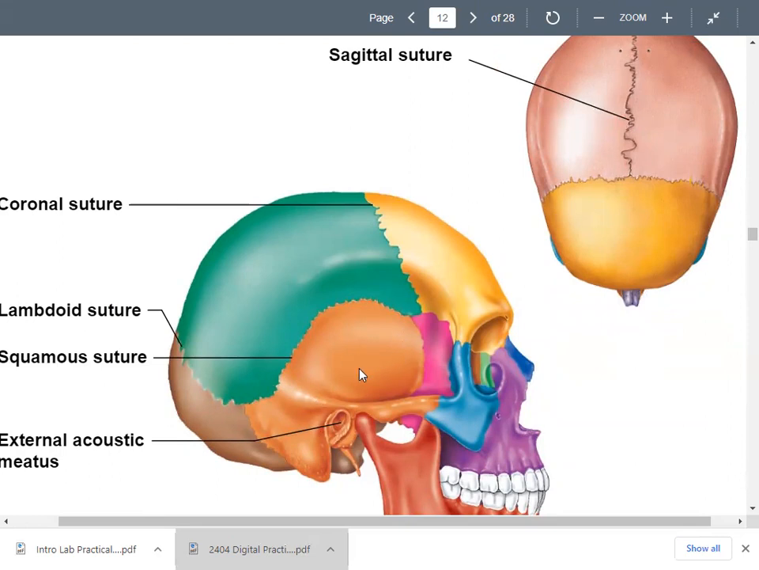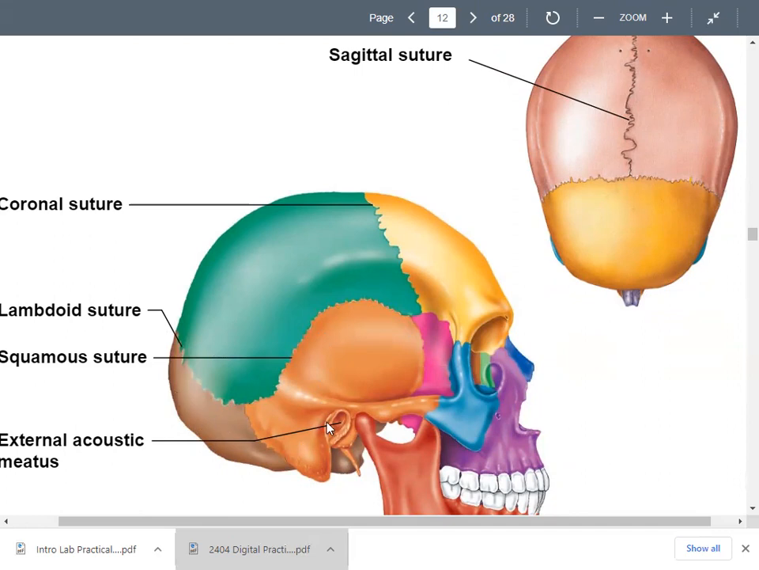All right. What suture is along this line? Squamosal, and it separates the temporal bone from the parietal bone. This line is the lambdoidal suture, which separates the parietal bone from the occipital bone.